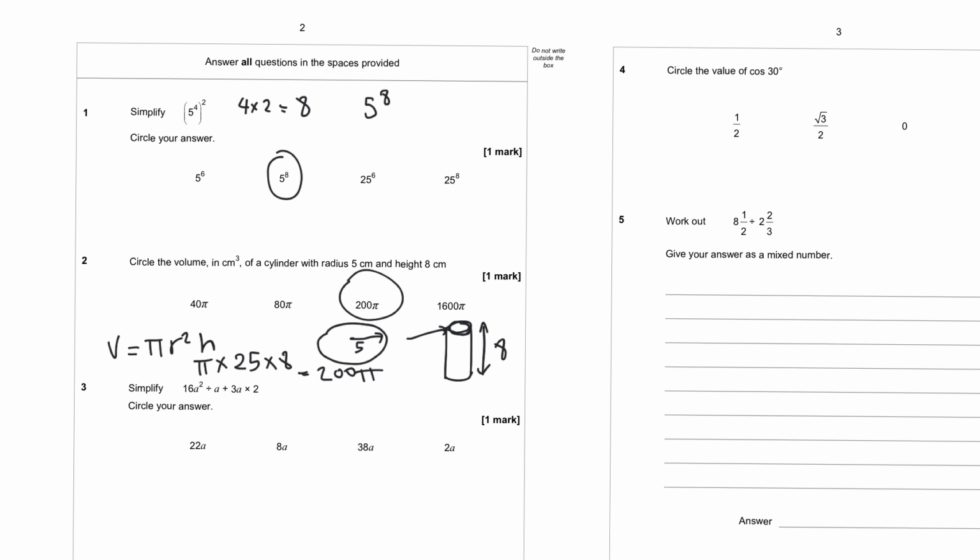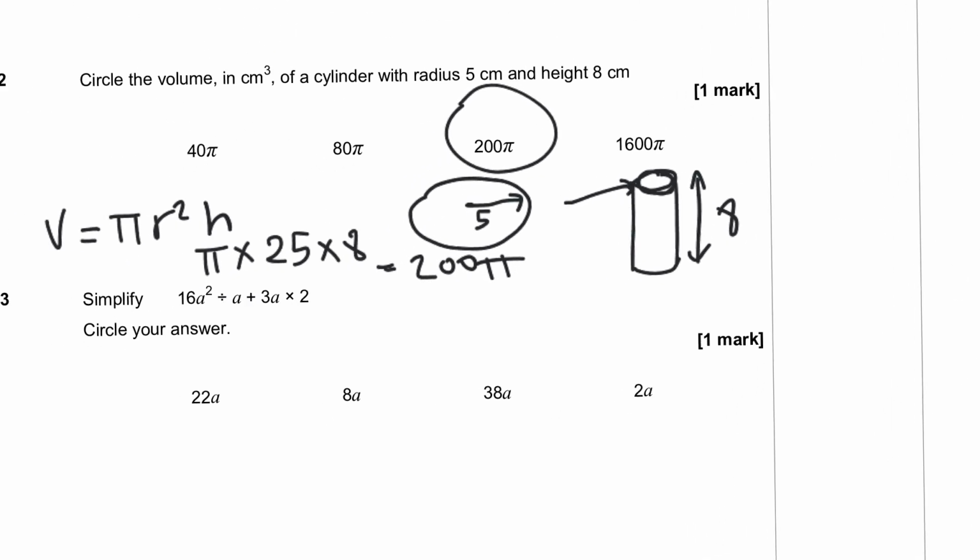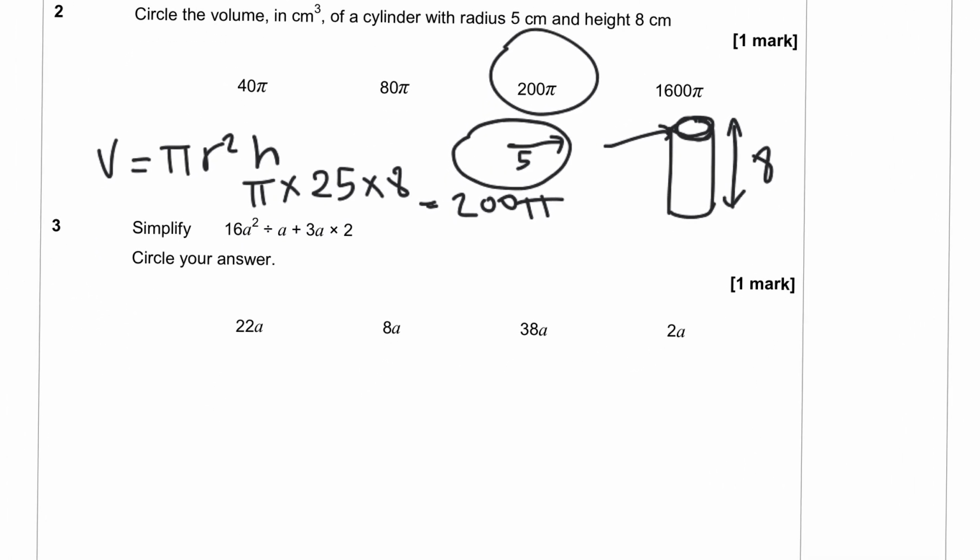Then it says 16a squared. I'll zoom in. There we go, nice and clear. Right, so 16a squared divided by a plus 3a times 2. So we're going to be using a bit of BODMAS to help us answer this. If you remember BODMAS, any time that you get equations and it's got all the different signs, use your BODMAS. So in our BODMAS, we've got division, addition, and multiplication. But as we can see, our division is first, so we're going to divide first.